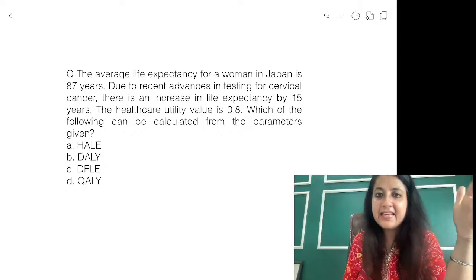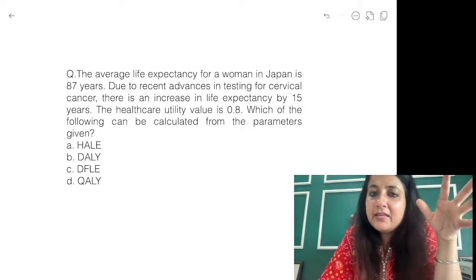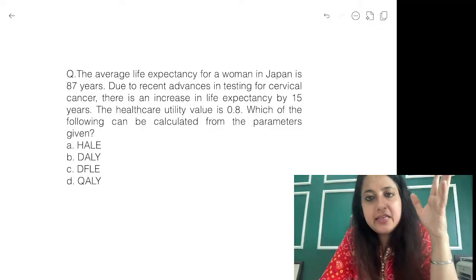Let me explain you DALI, QALY, and the rest we'll take up tomorrow. Okay, the epidemics portion I will cover in the images class.